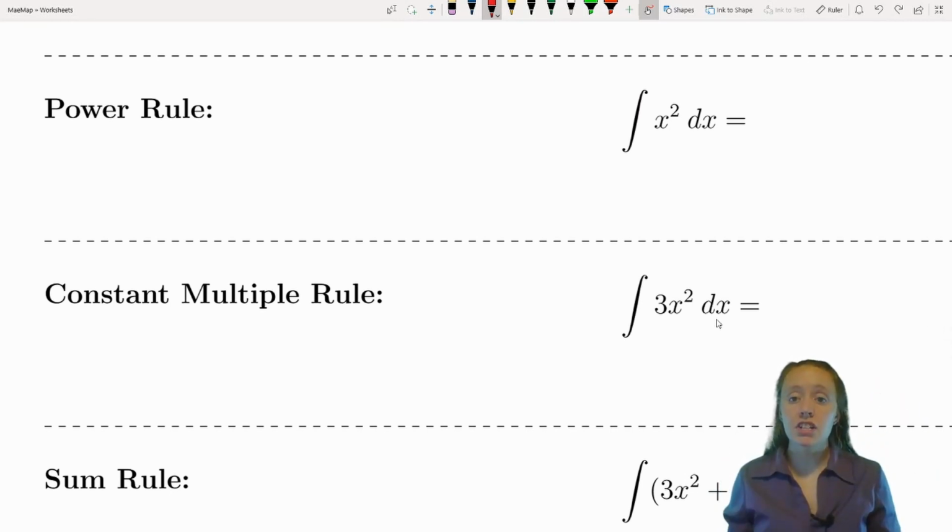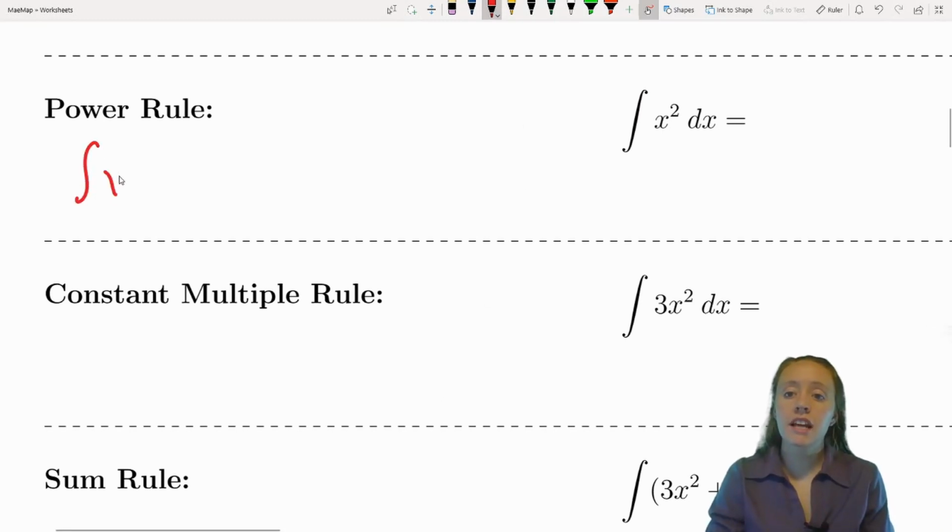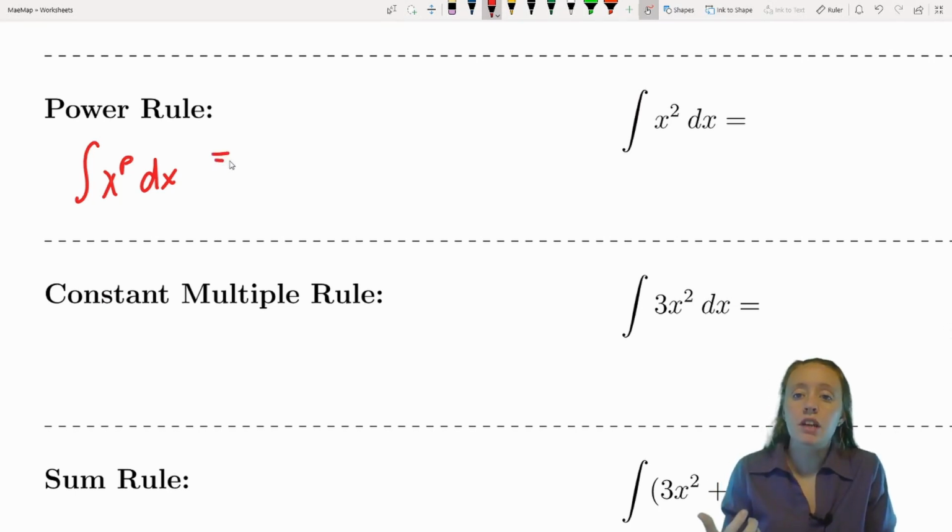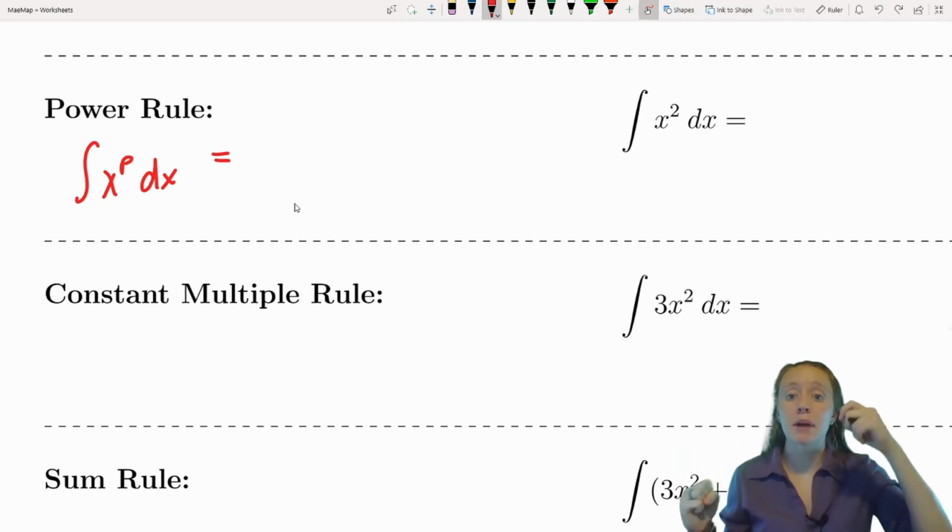For integration, if we're integrating x to the p with respect to x, we're going to essentially kind of do the opposite. So think about that ordering again. We brought the exponent down in front when we took the derivative, and then we decreased it by 1. So we're going to do the reverse.